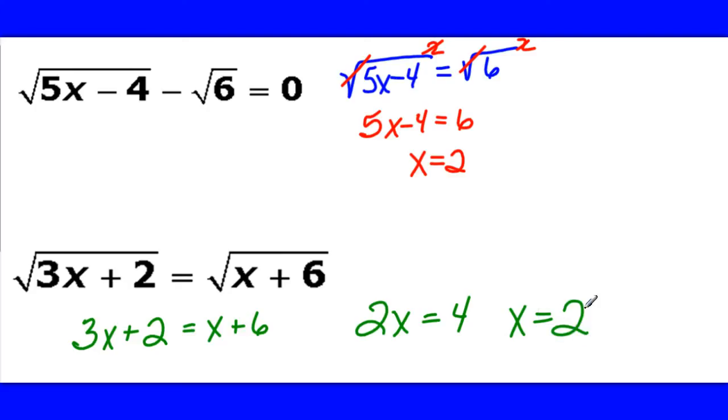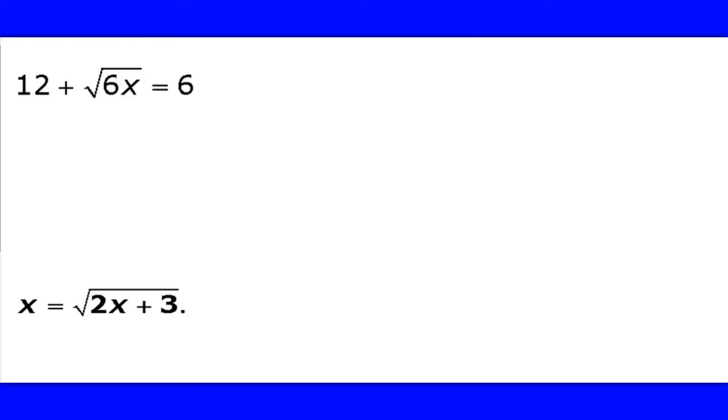Okay? You can check this really quickly. Put a 2 here. Put a 2 here. And we get 3 times 2 is 6 plus 2 is 8. And on here, 2 plus 6 is 8. So we get the square root of 8 is equal to the square root of 8, which is true, and checks.